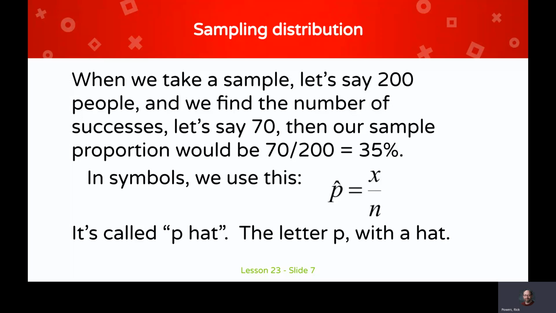When we take a sample, let's say 200 people, and we find the number of successes, let's say 70, then our sample proportion would be 70 divided by 200, which is equal to 35%. In symbols, we use this: p-hat = x/n. It's called p-hat, the letter p with a hat.